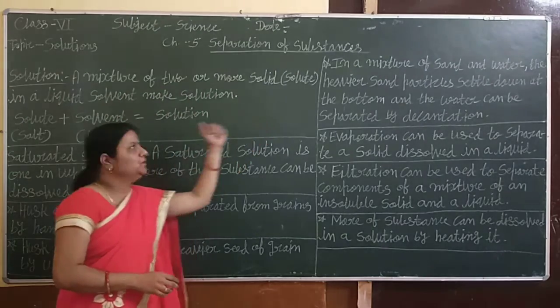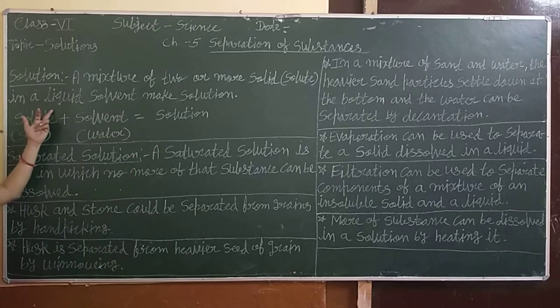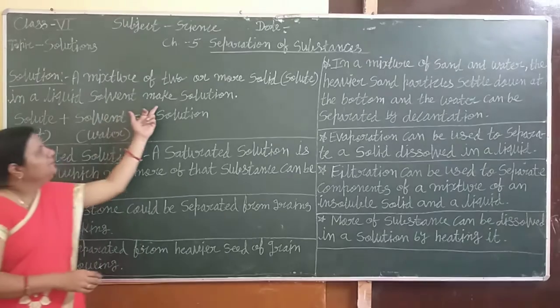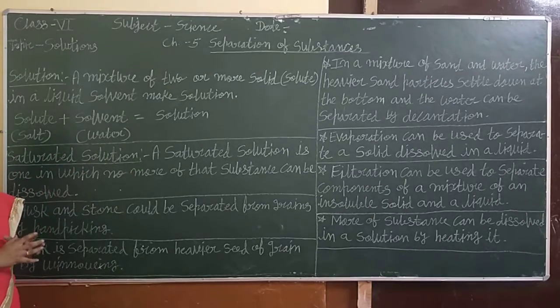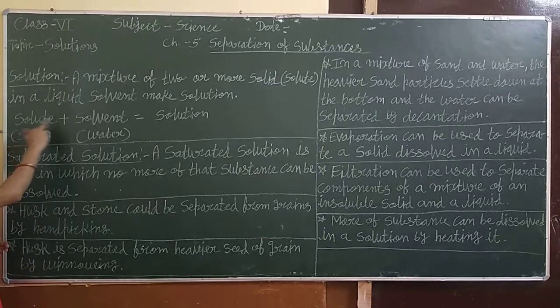substances. Solid means solute. In a liquid solvent, they make a solution. It means two or more things are required to make a complete solution: solute and solvent. Solute means whatever we mix in the solvent.